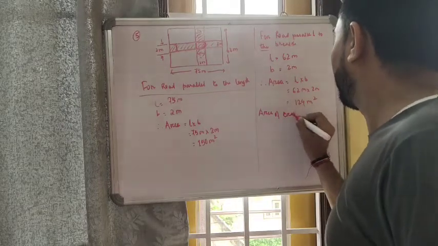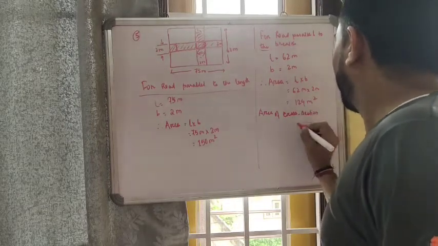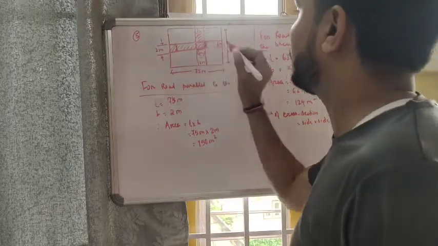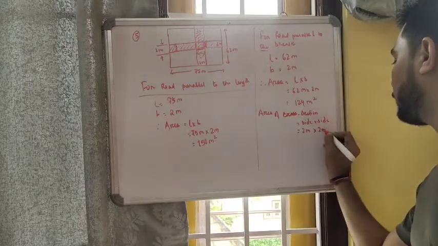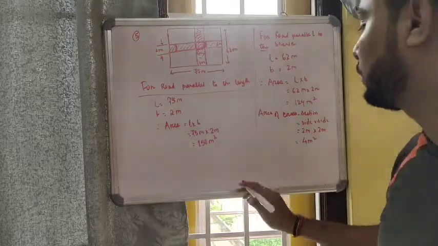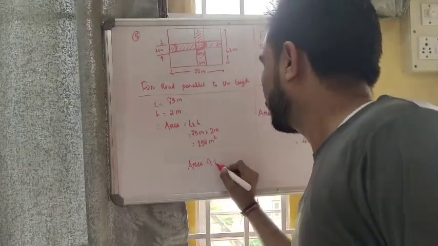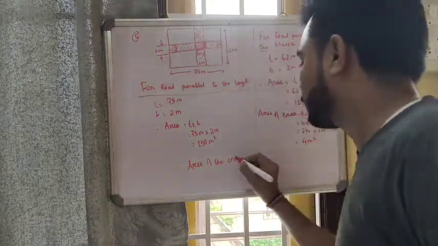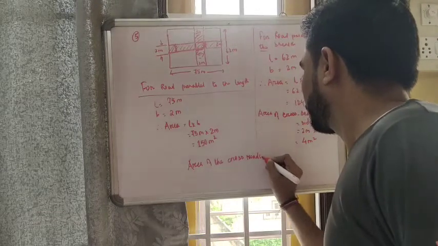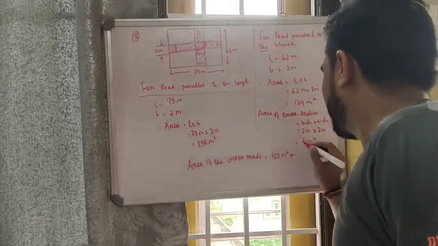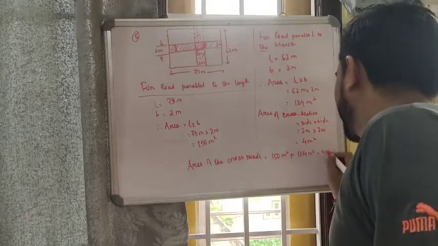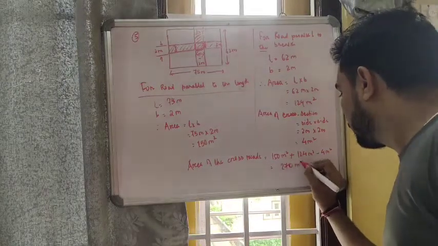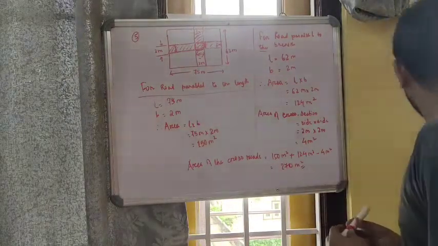So area of cross section will be equal to side into side. This is 2 meter, this is again 2 meter. So 2 meter into 2 meter, 2 into 2 is 4, 4 meter square. So area of the crossroads, where this is called the cross section, will be 150 meter square plus area of the second road 124 meter square minus area of the cross section. So it will be 270 meter square. I hope it is clear.